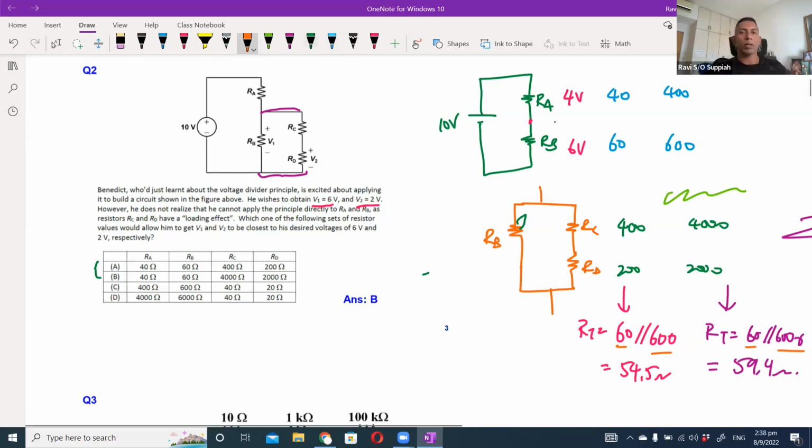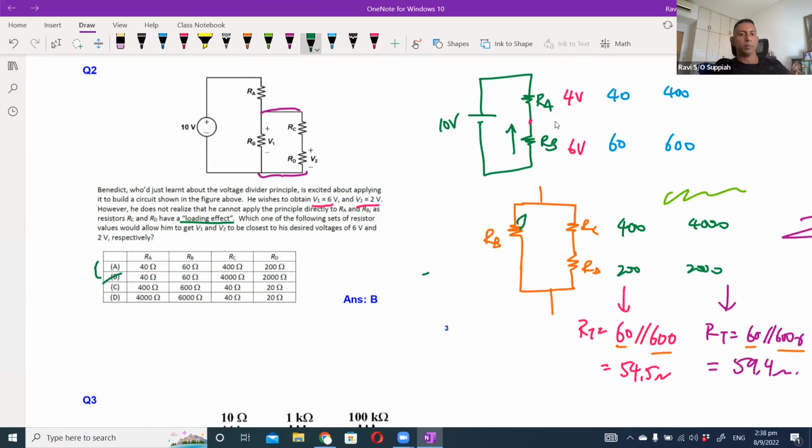That is actually what we call the loading effect. We see the loading effect because when the two parallel branches combine, they create a new resistance, which you need to factor in, and which will then affect the voltage divider that you apply for the first circuit. Because of that, the correct combination here would be B.